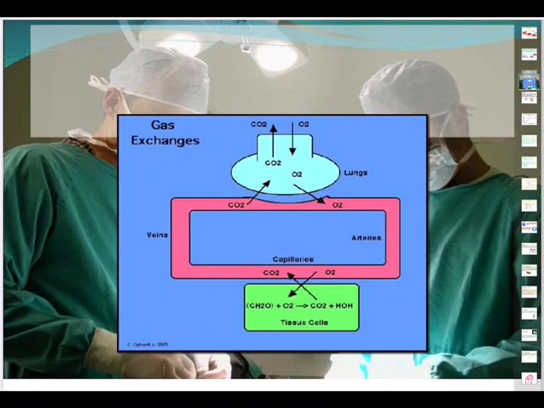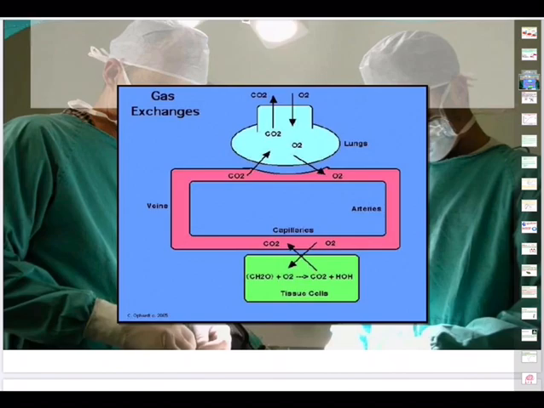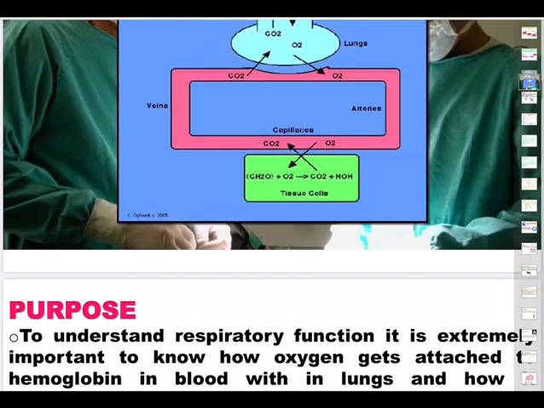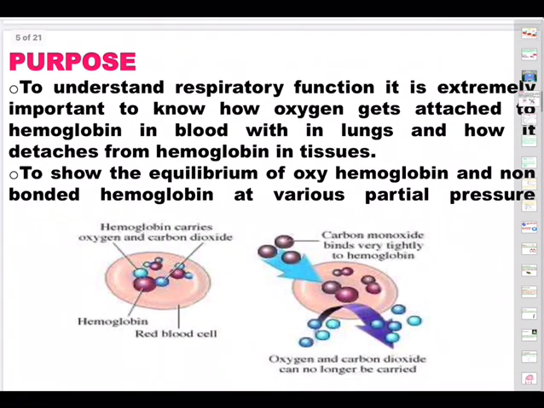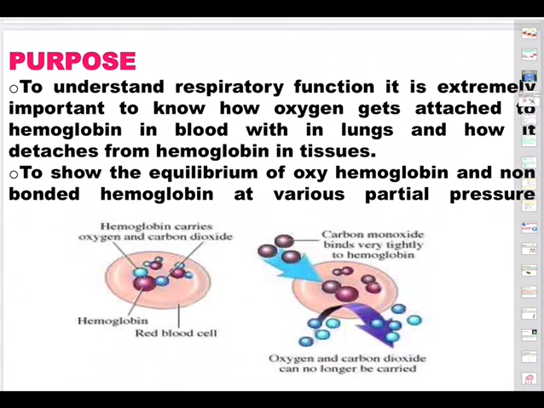This is what we were talking about some time back, how the exchange takes place. For that I gave three reasons: one is the partial pressure of carbon dioxide, another is the partial pressure of oxygen, and third is the anatomy of the alveoli of the lungs. Finally the oxygen reaches the tissue cells and carbon dioxide goes out of our body. To understand respiratory function, it is extremely important to know how oxygen gets attached to hemoglobin in blood within the lungs and how it detaches from hemoglobin in the tissues.